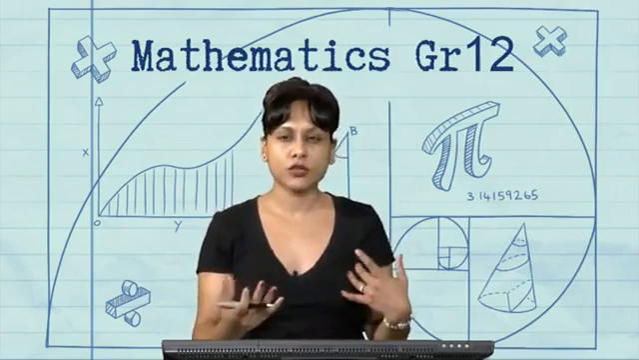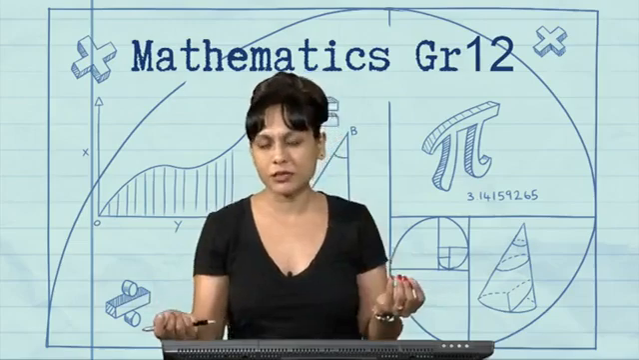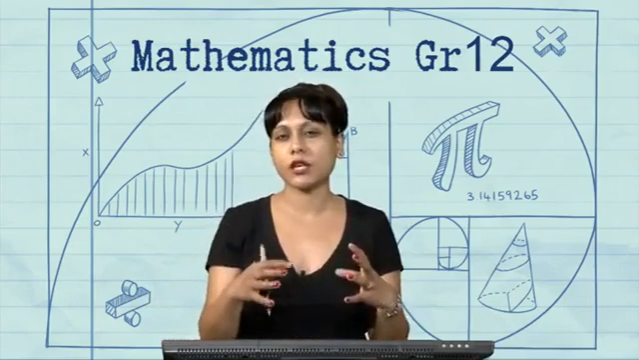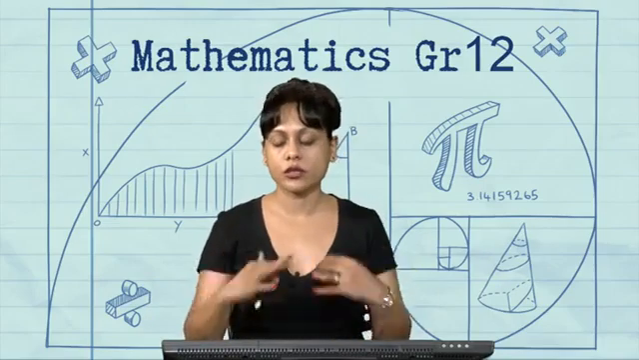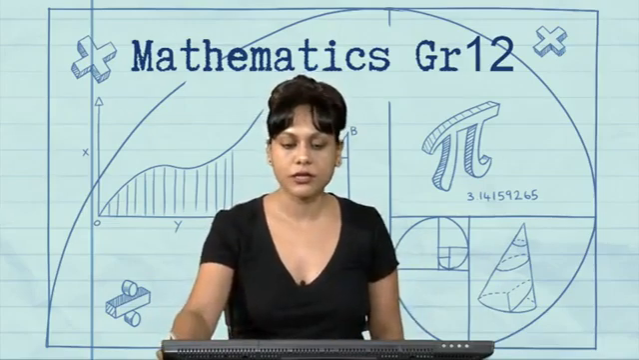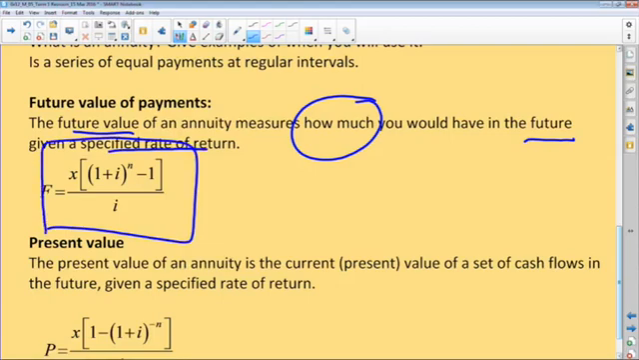And really, the times that you've looked at is when you were working out the future value, and that's when you were dealing with investments. And then you also looked at times where you're dealing with the present value formula, and that's when you were looking at loans. So those are the two different times that you guys have experience using these annuity formulae. So the future value of an annuity measures how much you would have in the future given a specified rate of return. So the formula you use is as is on your screen. F stands for your future value.